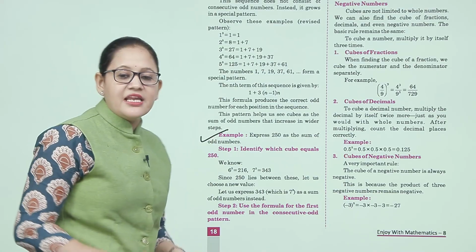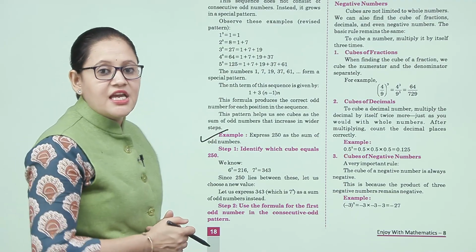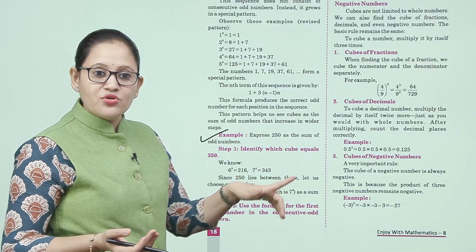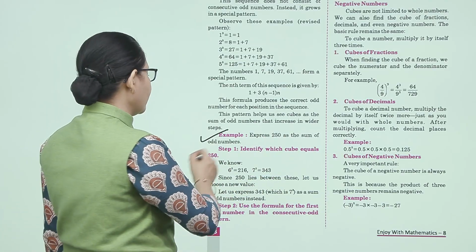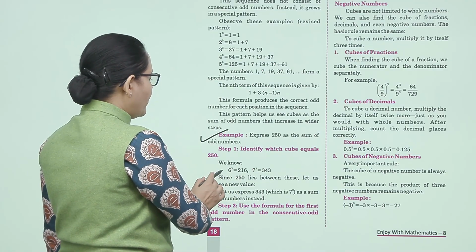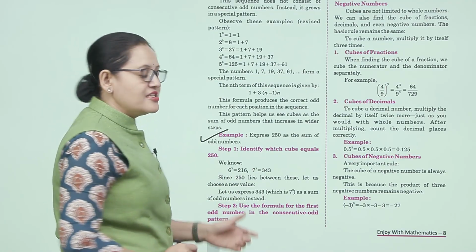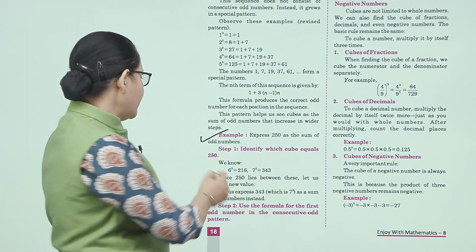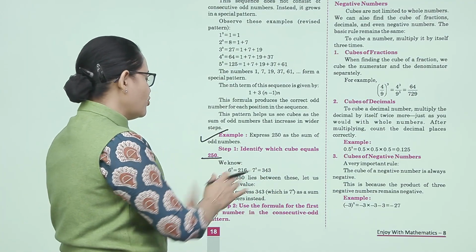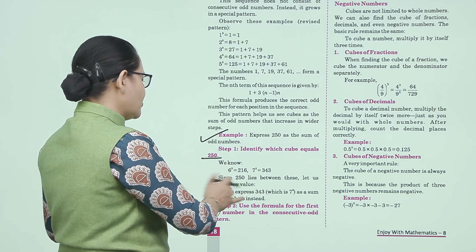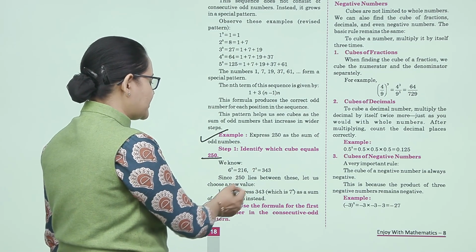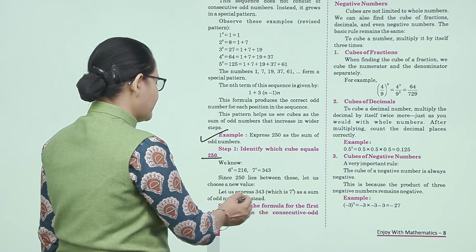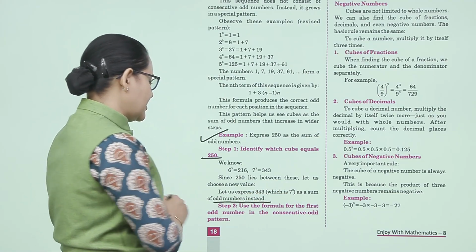Now, we will take an example here: express 250 as the sum of odd numbers. So, identify the cube equal to 250. We know that the cube of 6 is 216 and the cube of 7 is 343. Since we have to find it for 250 and 250 lies between these two numbers, choose the nearer value. Let us express 343, which is the cube of 7, as the sum of odd numbers instead.